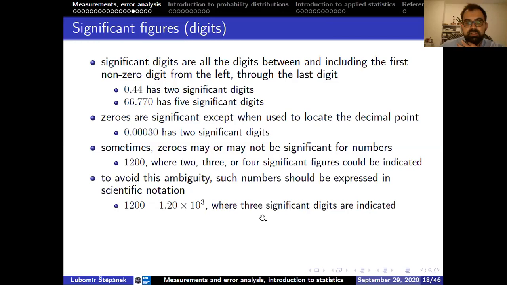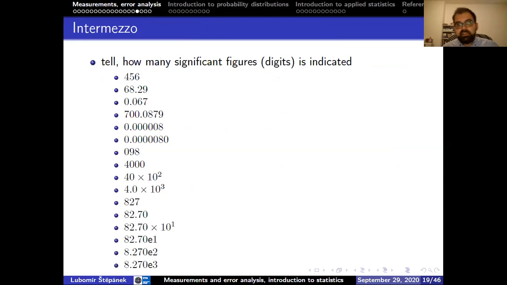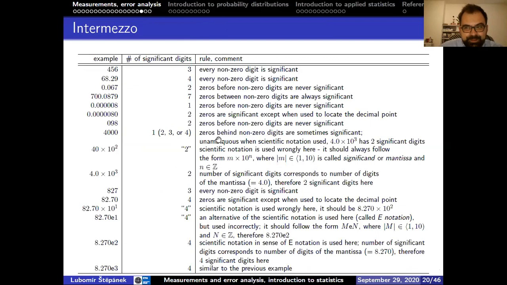There is an intermezzo for you, and try it on your own to make things easier. There is a solution on the next slide. And to make things even a bit easier, let's try to follow the solved example. So first number. So it's easy. I'm just going from left to right. 1, 2, 3, yeah, 3 significant digits, because every non-zero is significant. It's as easy as it is.